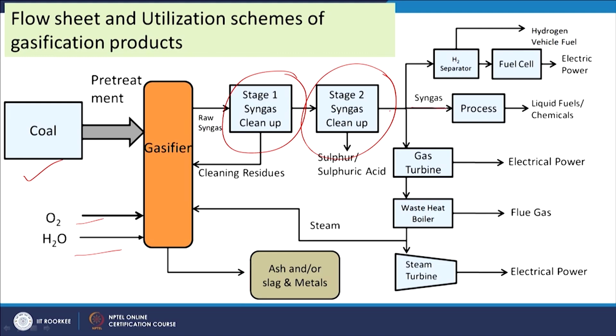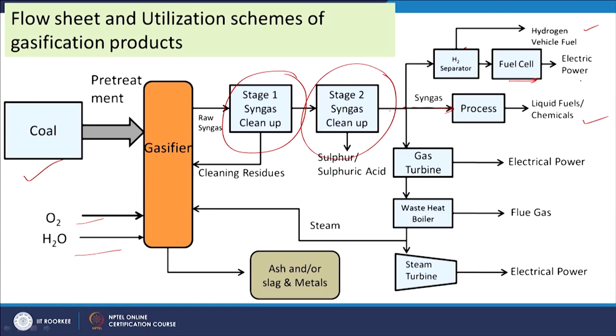So, we can go for processing, that is liquid fuels and chemical synthesis. We can separate the hydrogen from the syngas, and hydrogen can be used as vehicle fuel. Hydrogen can be used in fuel cells for electric power, or syngas can be sent to a gas turbine. So, it will be electrical power production, and then the gas turbine exhaust can further be heated by using some additional fuel, and then it can be sent to a waste heat boiler, and steam can be produced.